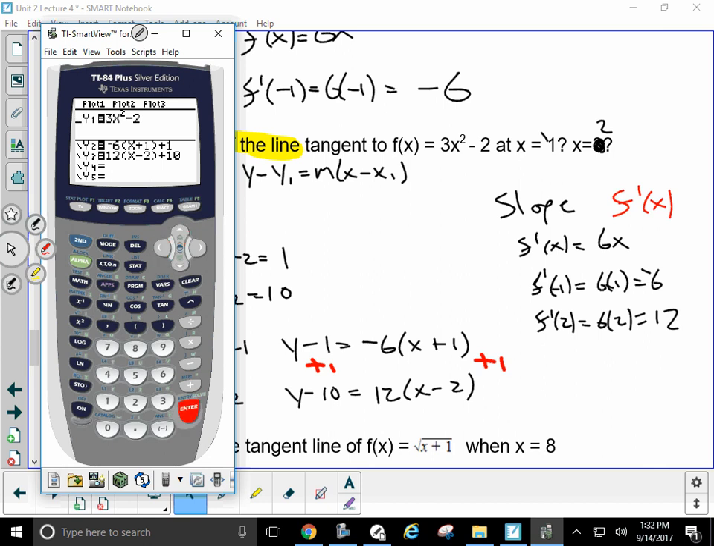Now I'm going to put this in bold just so we can see it. Okay? Here is the graph of 3x squared minus 2. Here's my tangent line at -1. And there's my tangent line at 2. Okay? Beautiful. Isn't that nice? We just created those tangent lines.